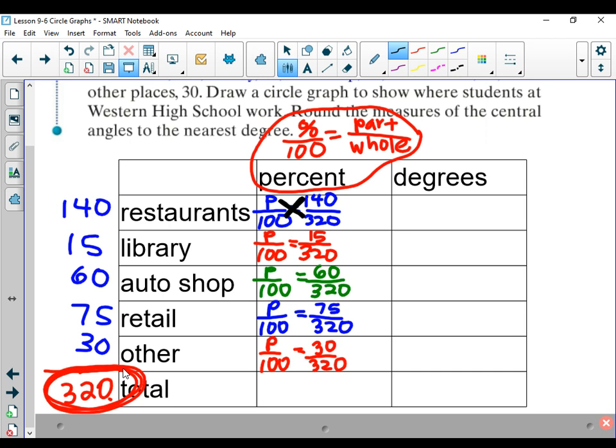Multiply in a cross. 140 times 100, enter. Divided by 320, enter. .75% of high schoolers work at a restaurant.